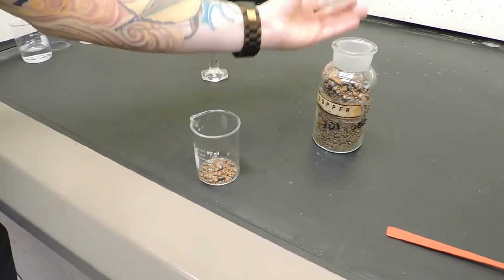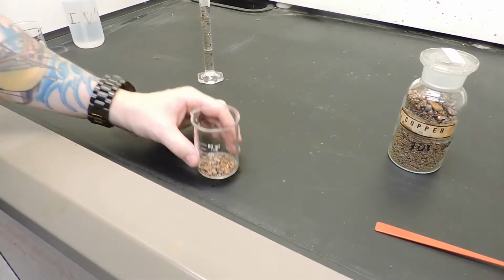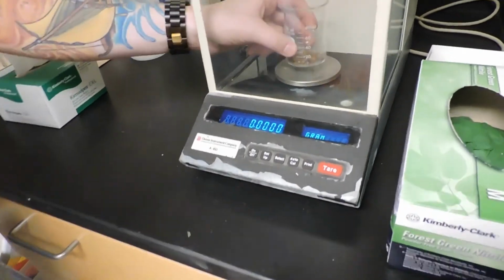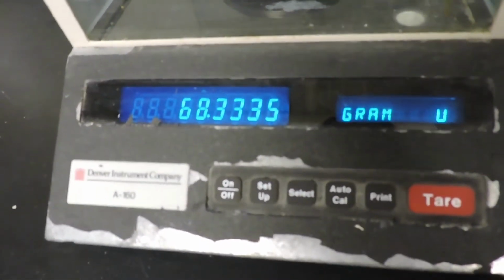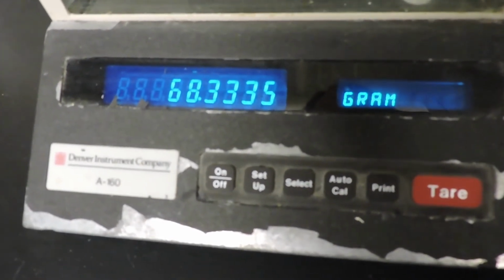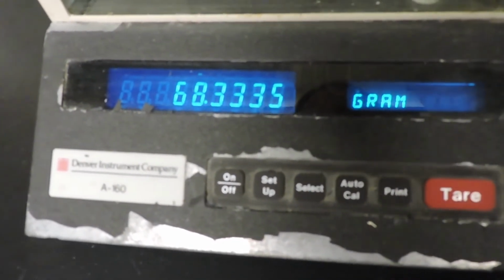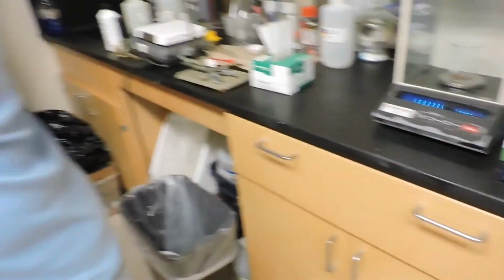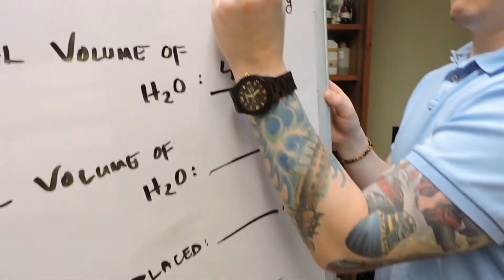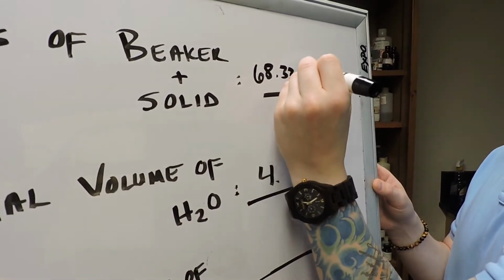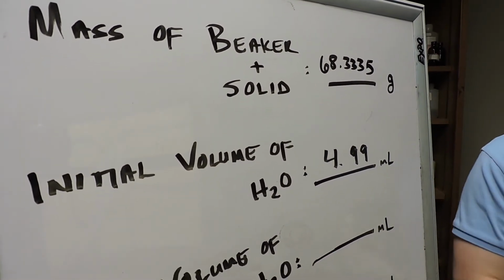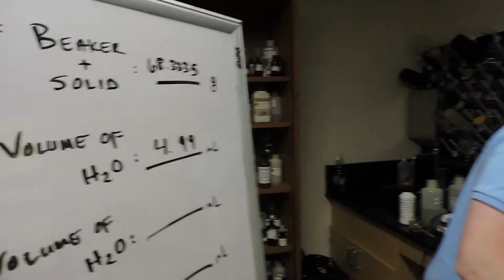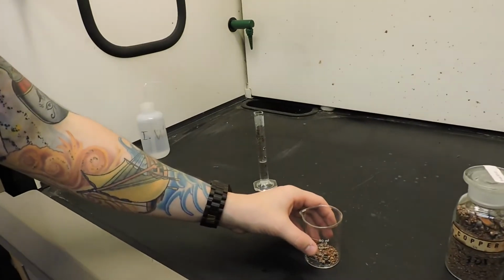Then weigh the beaker with the solid. This mass is 68.3335 grams. Carefully transfer the solid into the cylinder until you've displaced 2 or 3 milliliters of water.